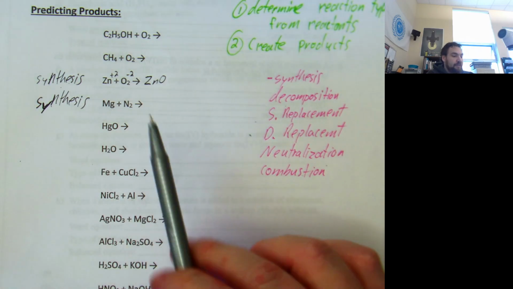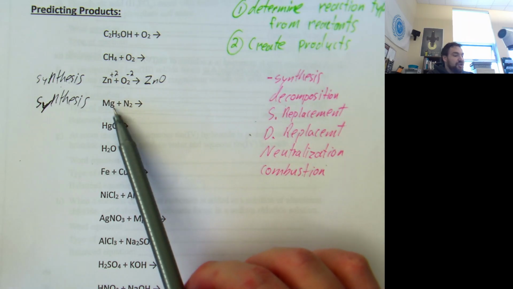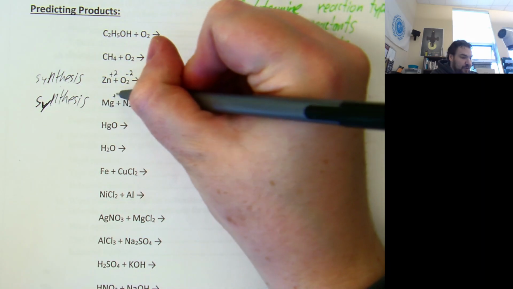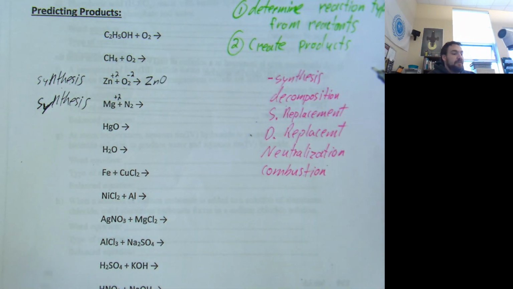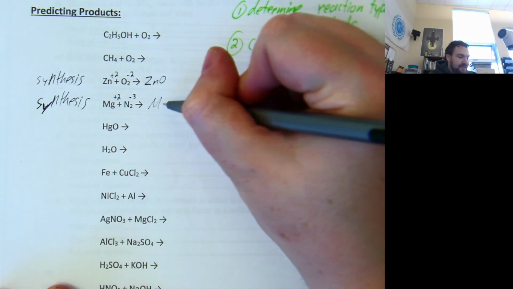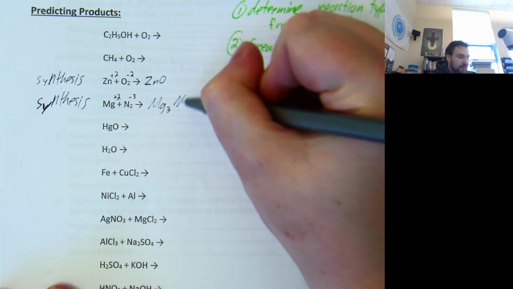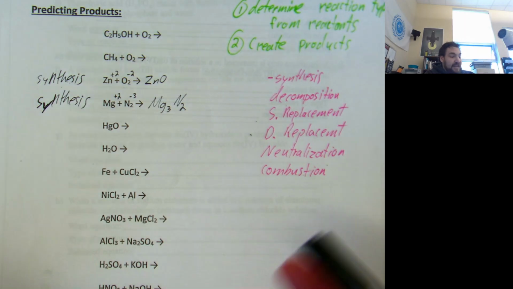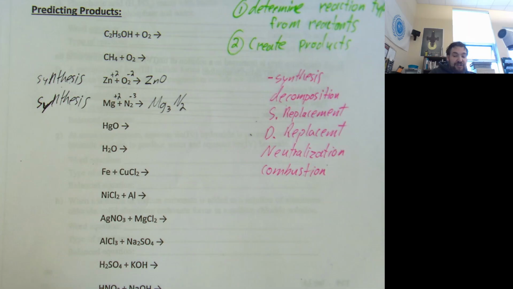How about this one? What's the charge on magnesium? Plus 2. What's the charge on nitrogen? -3. So we swap and drop. Yes, it's going to be Mg3N2. Very good. And there's nothing else on that list that is two singular elements. So those are all the synthesis ones. Yeah, Vikram. Syntheses are done. Check.